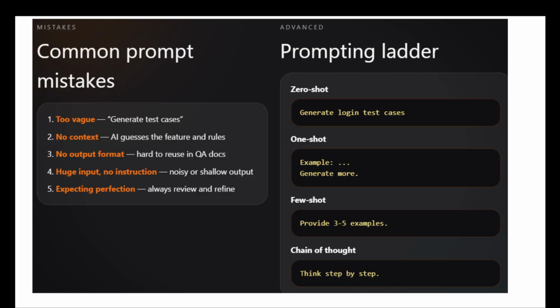Now, what are the common prompt mistakes? We have already discussed this in our previous session as well. Do not use a very vague explanation of a prompt. Don't use "generate test cases"; it is very generic in nature. Whenever we are using a prompt, make sure that it has role, context, constraints, output format, and all the required details.